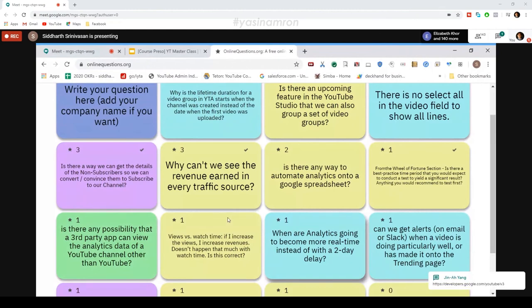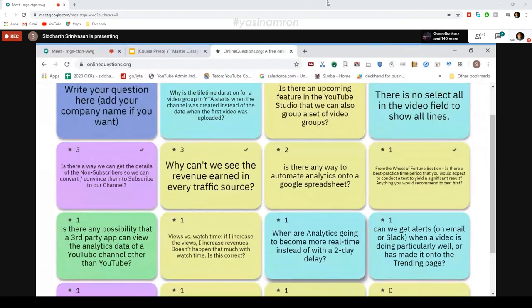Views versus watch time. If I increase the views, I increase revenues. Doesn't happen that much with watch time. Is this correct? Mathematically, I would say it is kind of correct. There's some tighter correlation between views and impressions versus views and watch time. But that would be a very short answer.